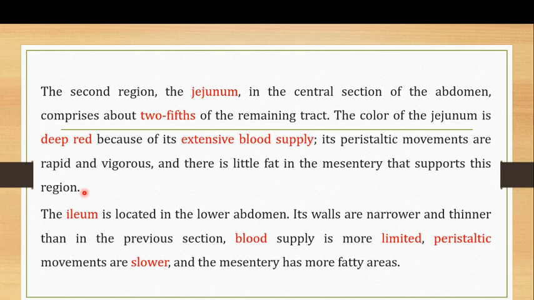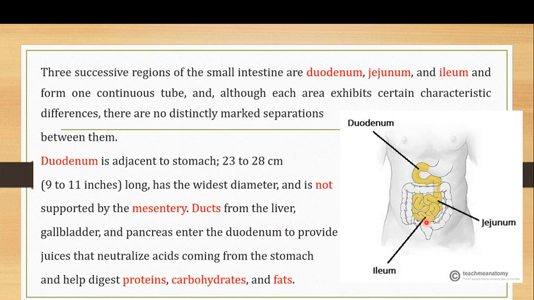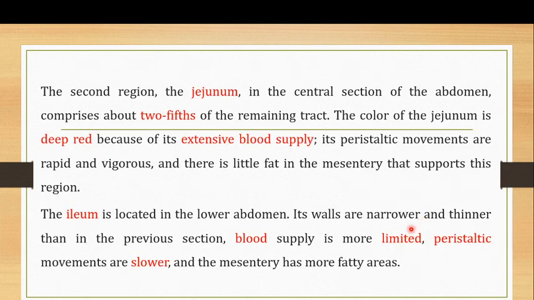Now the last part of the small intestine is known as the ileum, and it is located in the lower abdomen. As you can see over here, the last part of the small intestine, this is the ileum. Its walls are narrower and thinner than in the duodenum and the jejunum. The blood supply is more limited.